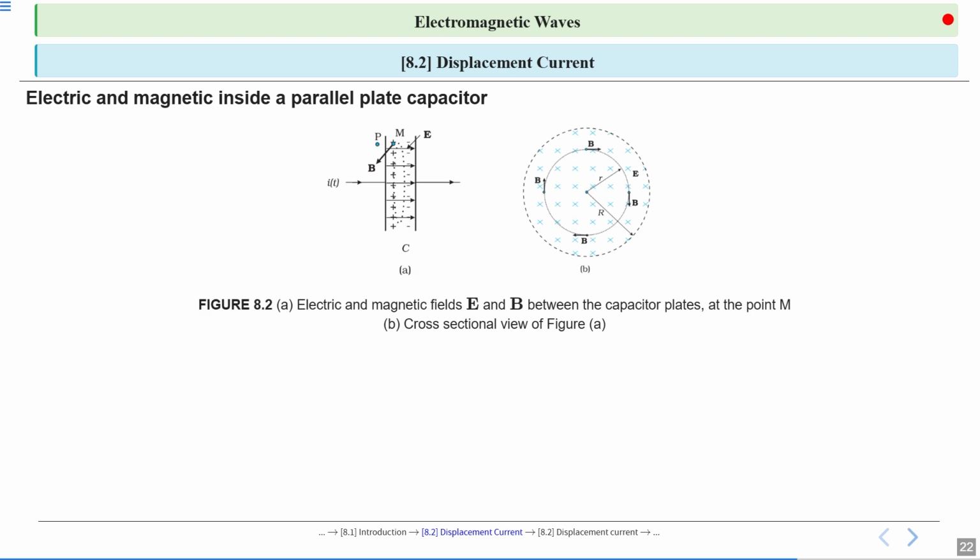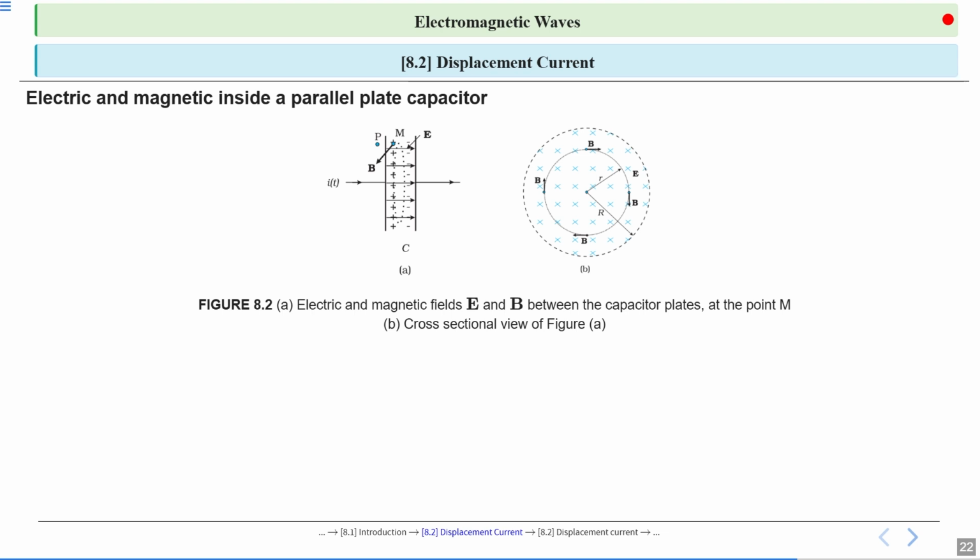So again, the diagram 8.2a shows the electric and magnetic fields E and B between the capacitor plates at points M and P. The B diagram is the cross sectional view of figure A, when we are viewing this capacitor from one side. The plates of the capacitor are circular, not rectangular. That's why the cross sectional view is two circles.